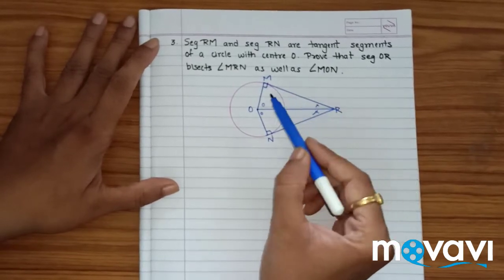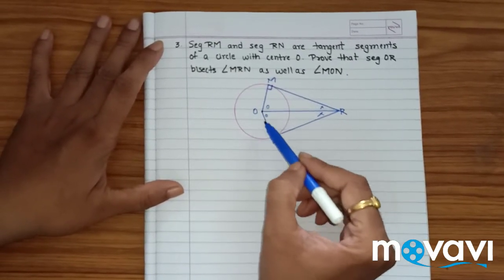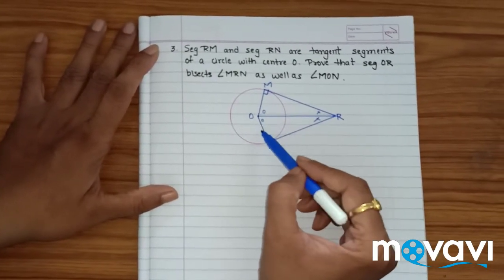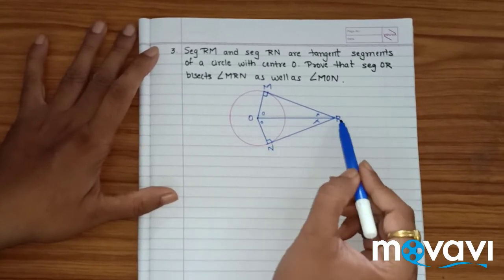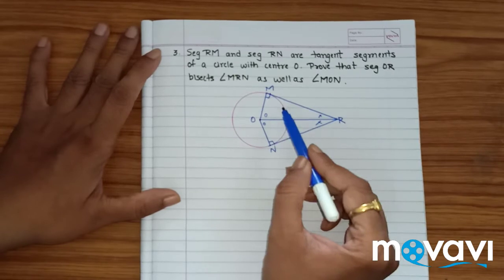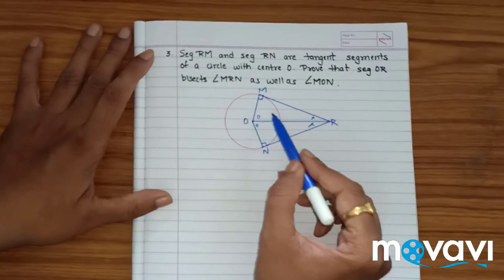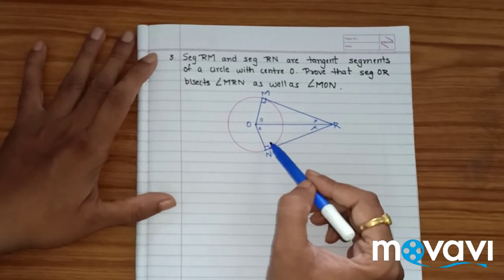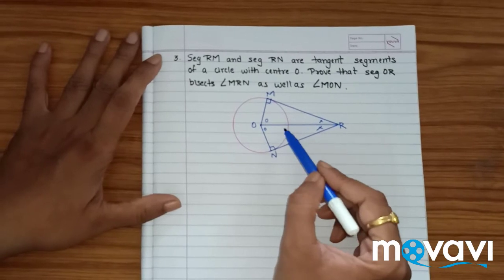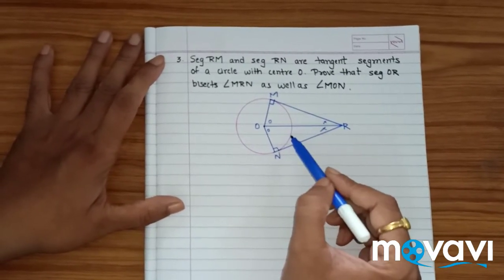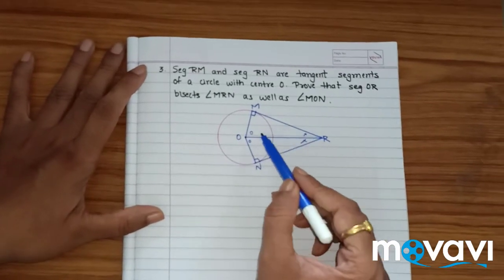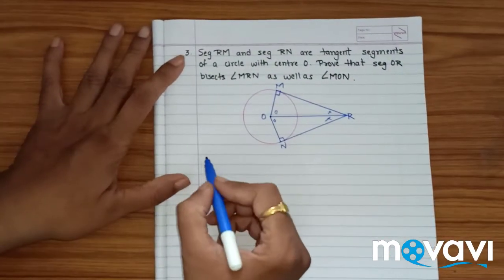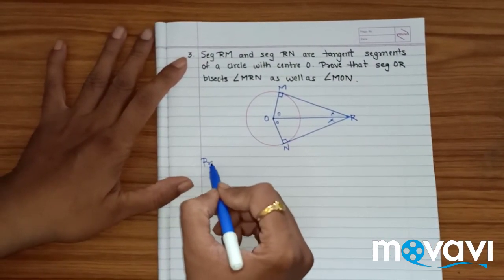Why? See, OM and ON are the radii of the same circle, plus OR is the hypotenuse to both the triangles. So one side and one hypotenuse is congruent to the other hypotenuse and the side of the other triangle. Therefore, by hypotenuse side test, these two triangles are congruent to each other, and if they are congruent, their corresponding angles are also congruent. Just put it down. Let us see how to write it. You will have to write proof.